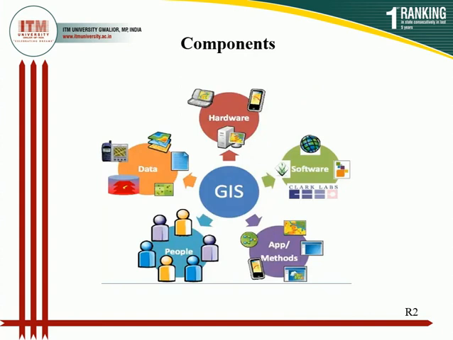These are some various components of GIS. GIS has basically five components. First one is the hardware, second one is the software, then data, methods, and the people. What is hardware in the GIS system?